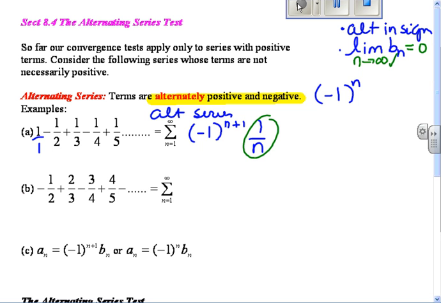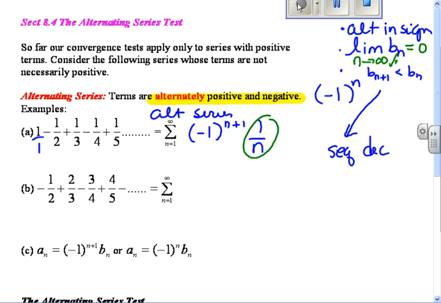So you always check this first. Always check to see if the sequence is going to 0, because if it's not 0, you're done. And then the last thing is, and they're not going to trick you, b sub n plus 1 must be smaller than b sub n. In other words, the sequence is getting smaller.